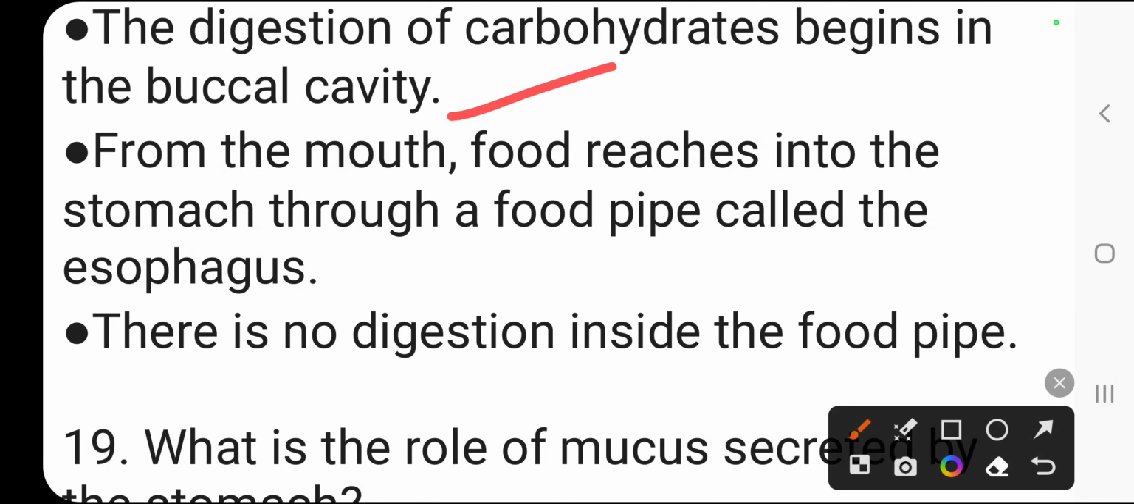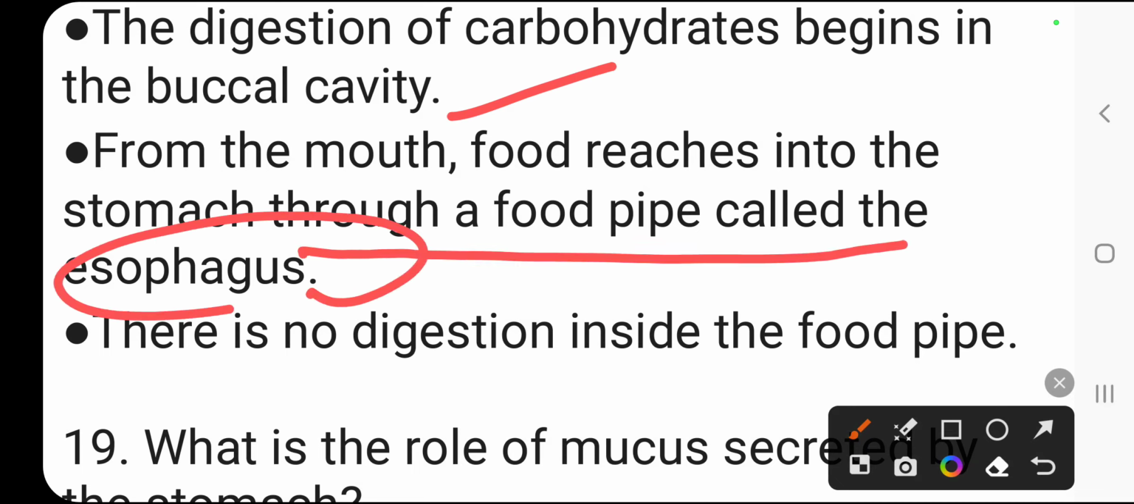From the mouth, the food reaches the stomach through a food pipe which is known as esophagus, and there is no digestion inside the food pipe or esophagus.